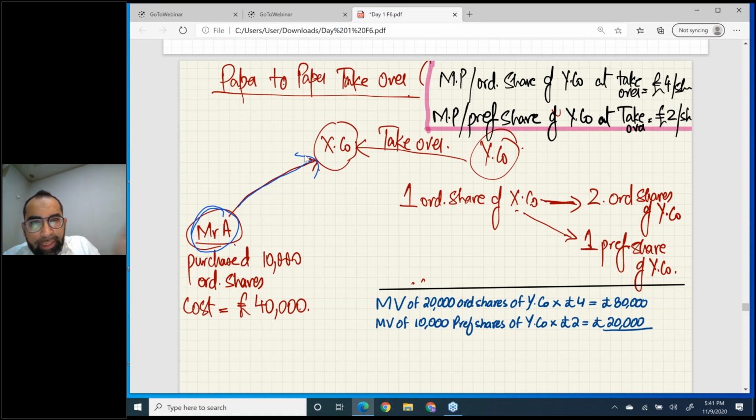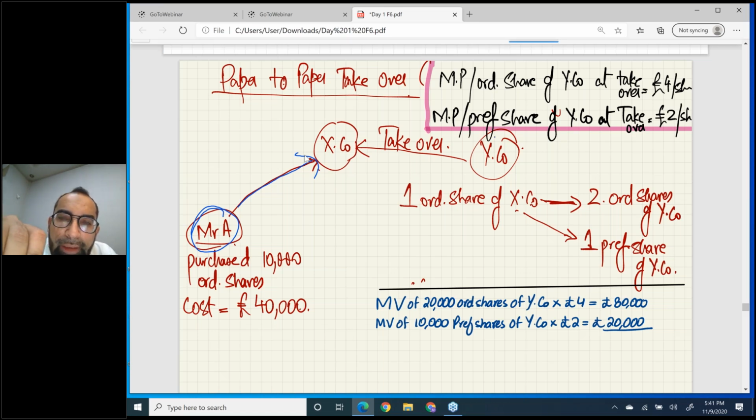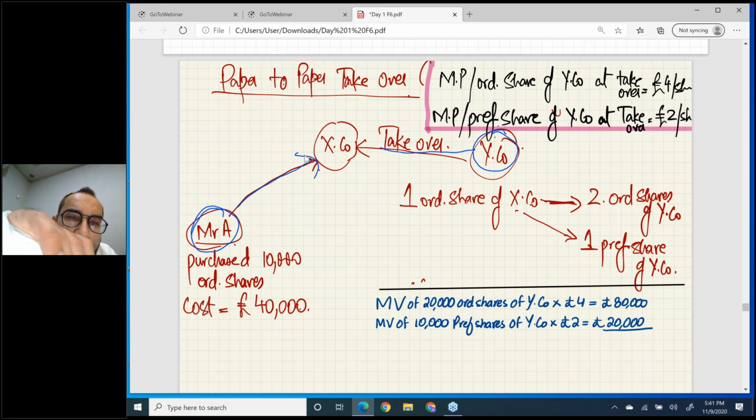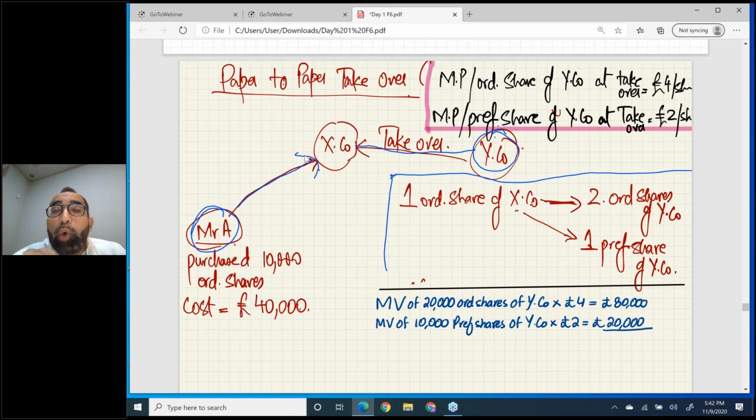Now after 3-4 years, let us say today, Y company wanted to take over, to acquire X company. Whenever one company wants to acquire another company, they need ordinary shares. So Y company gave a deal to all the shareholders of X company. This is the real deal. Whoever will give one ordinary share of X company to Y company, in return Y company will immediately give two things: 2 ordinary shares of Y company and 1 preference share.